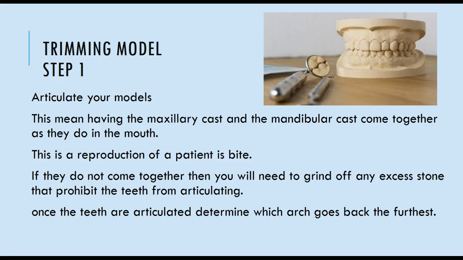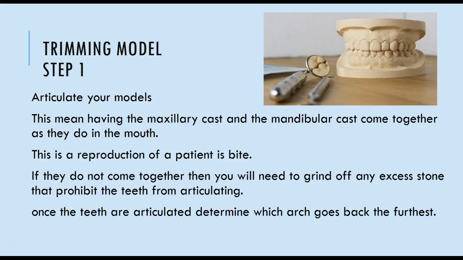When we trim study models, we want to articulate the models together. What does that mean? That means the maxillary and mandibular casts come together as they do in the mouth. It's a reproduction of the patient's bite. And we need to have that so we can have a nice set of study models. If they don't come together, we need to grind off the excess stone that's prohibiting the teeth from articulating.